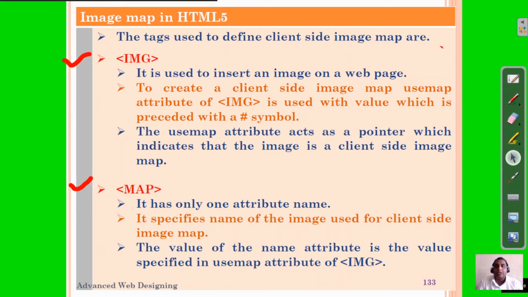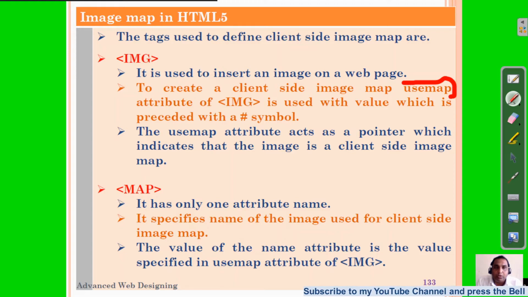Now let us see what is img. It is used to insert an image on a web page. We have learned this before. To have an image on a web page, we make use of the img tag. So to place an image, img. To create a client-side image map, use usemap. This is an attribute which makes an image a client-side image map.